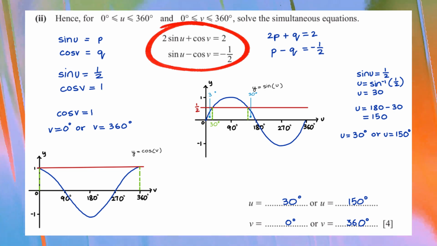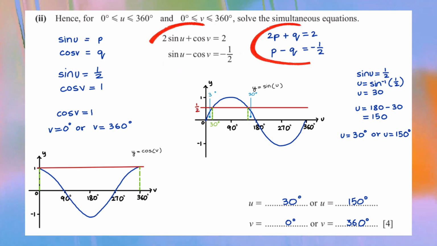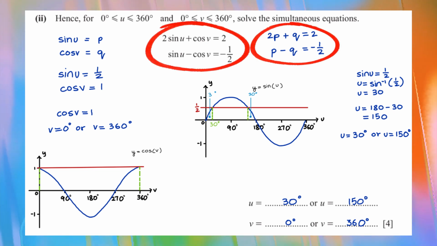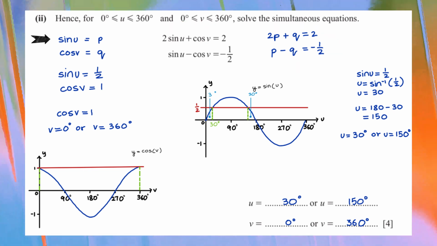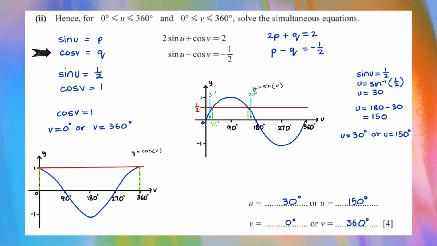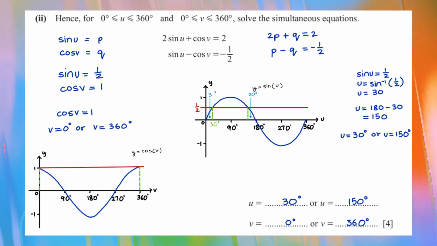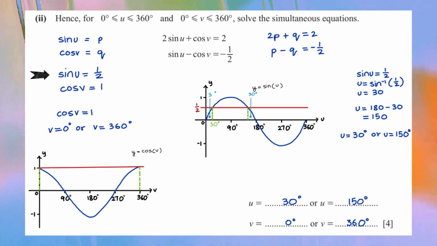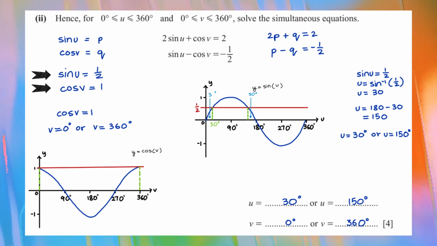As you can see, these are the same equations from part 1 of part C. The only difference is that in place of p there is the sine of u, and in place of q, there is the cosine of v. This means that the sine of u equals p, and the cosine of v equals q. We also know the values of p and q respectively from part 1 of part C. So, substituting their values, we get the sine of u equals 1 over 2, and the cosine of v equals 1. Now we solve these equations.